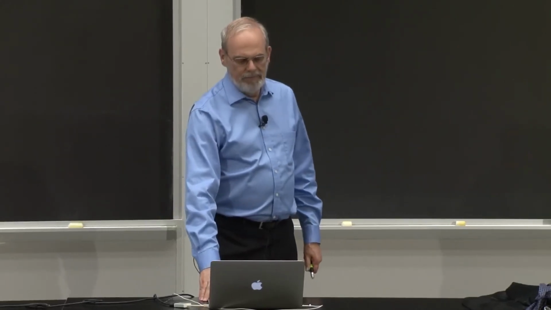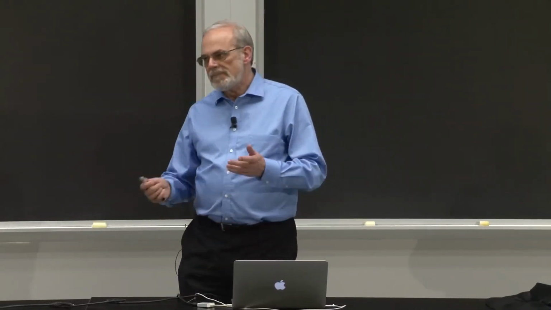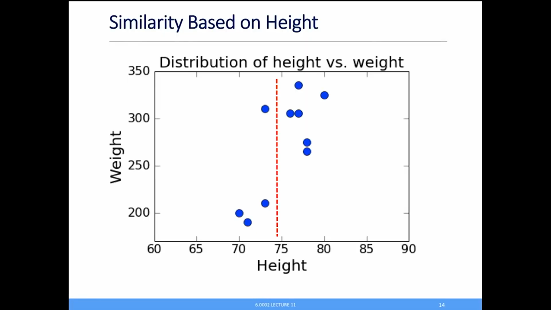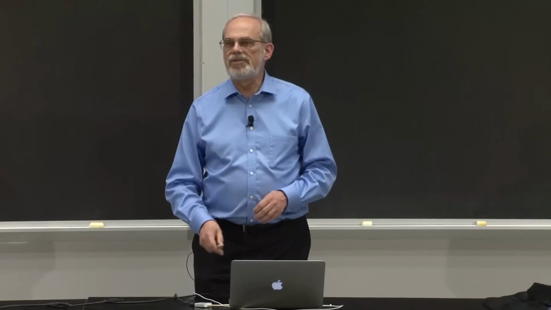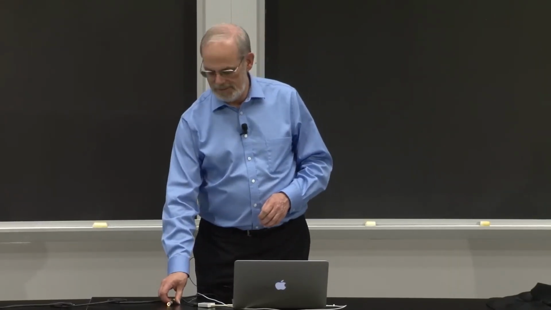If I were to do it based on height, not as clean. This is what my algorithm came up with as the best dividing line here, meaning that these 4, again, just based on this axis, are close together. These 6 are close together, but it's not nearly as clean. And that's part of the issue we'll look at, is how do I find the best clusters?